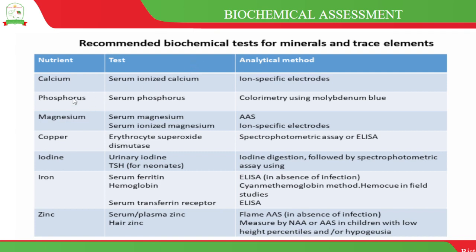More examples still here: for calcium, we can test for serum ionized calcium. That is the ion-specific electrodes method, one of the analytic methods. Then the phosphorus, like we discussed earlier, colorimetry. Magnesium, we discussed it already, and there are two methods right here.